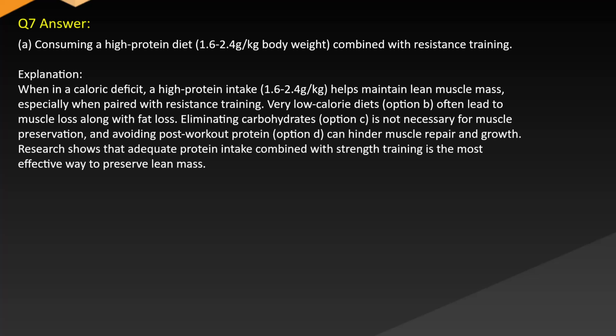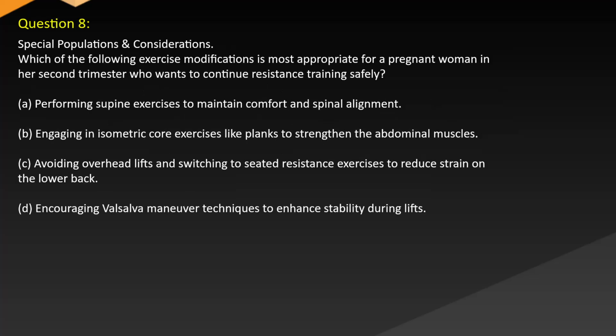Eliminating carbohydrates, option C, is not necessary for muscle preservation, and avoiding post-workout protein, option D, can hinder muscle repair and growth. Research shows that adequate protein intake combined with strength training is the most effective way to preserve lean mass. Question 8. Special populations and considerations.